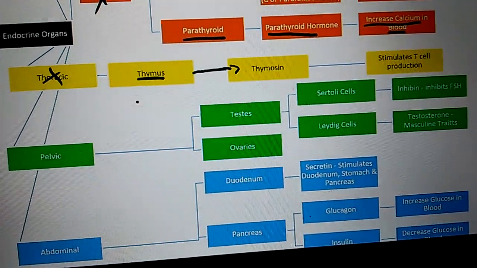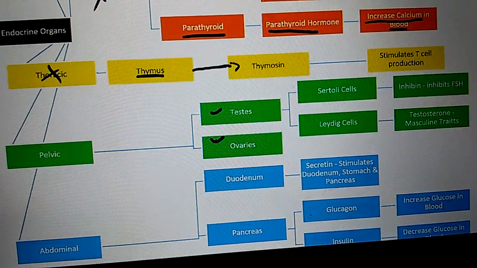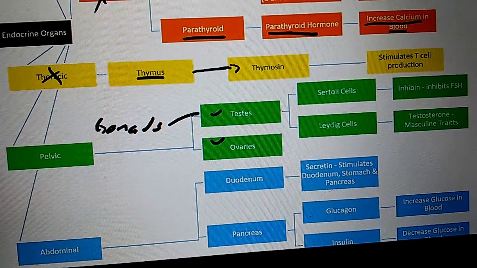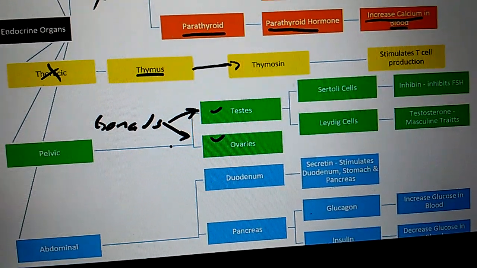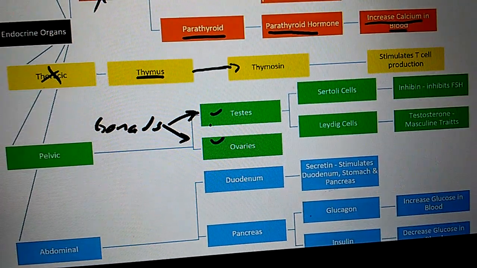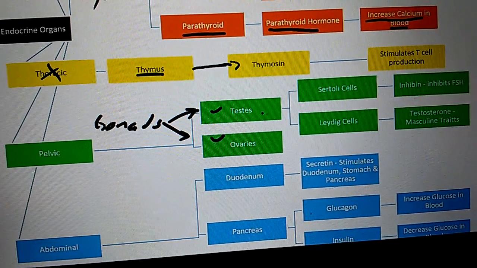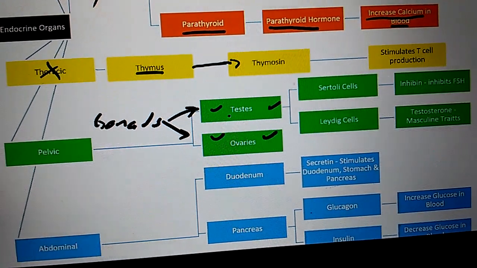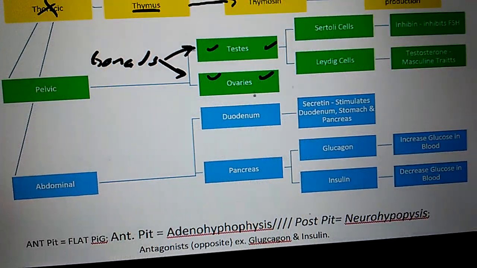What organs form the gonads? The testes and the ovaries. Just as a reminder, gonads is spelled this way. So these are the two gonads, testes and ovaries. What two organs are the gonads? Testes and ovaries. Now, I'm just going to make you memorize these things right now. We will eventually do them. Don't worry about it for this test.